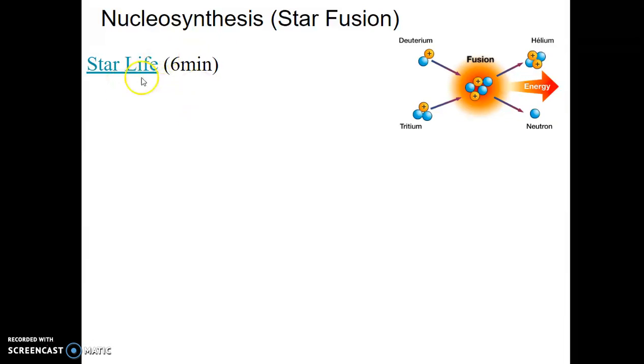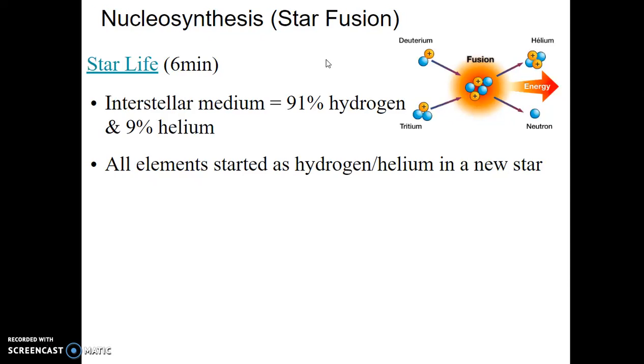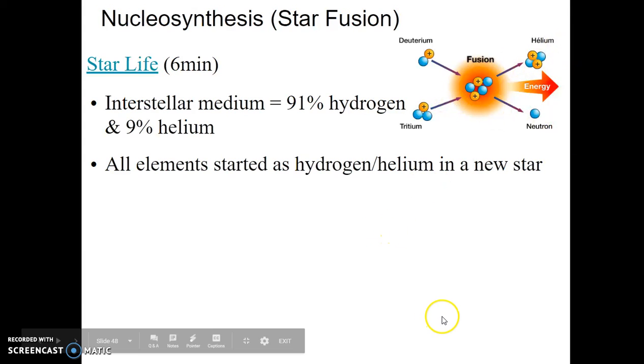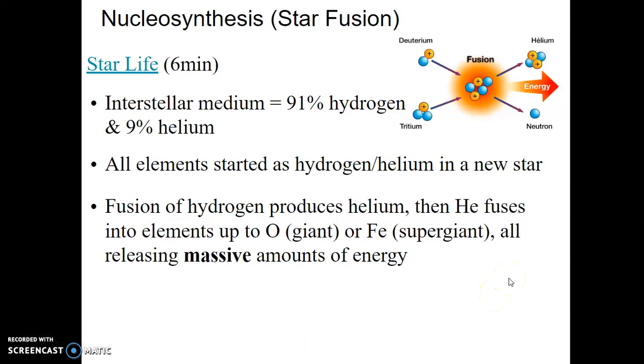So we're going to watch this video clip in class, but a little bit about nucleosynthesis. The interstellar medium, so in stars, is about 91% hydrogen and about 9% helium. So all elements start out as hydrogen and helium in a new star, and you just get fusion of the different isotopes of hydrogen, deuterium and tritium. They fuse into helium and release a bunch of energy. Fusion of hydrogen produces helium, then helium fuses into elements up to oxygen. So in giant stars, we see elements up to oxygen, so up to number 8 being made.